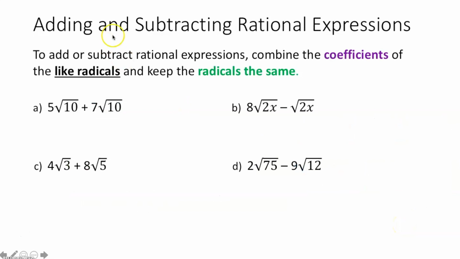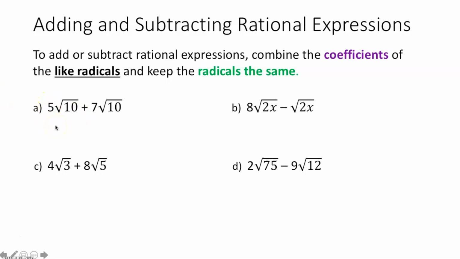Now today, this is what we're doing. We're adding and subtracting radical expressions. So to add or subtract radical expressions, combine the coefficients of the like radicals and keep the radicals the same. So here, we have 5 rad 10 plus 7 rad 10. When you're adding or subtracting radical expressions, think about the radicals more as variables. They're going to stay the same, right? When you add 5x plus 6x, you get 11x. You don't get 11x squared or anything.